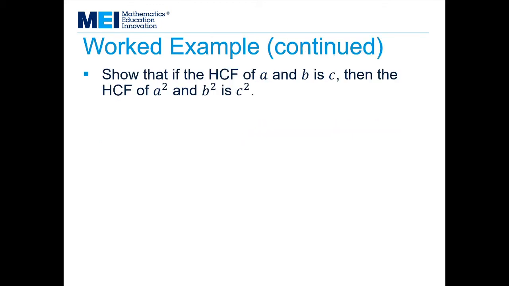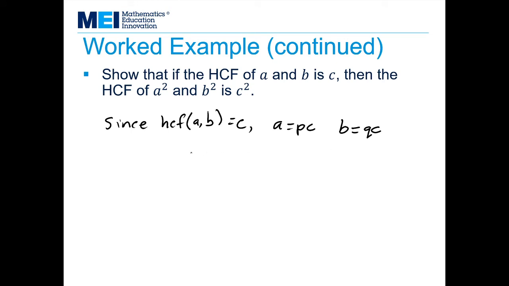Okay, well let's start by writing down what it is that we've got. So I know that since the HCF of A and B is C, then I know that A is a multiple of C. Let's say that it's P times C for some P. And I know that B is also a multiple of C. So let's say it's Q times C for some Q.